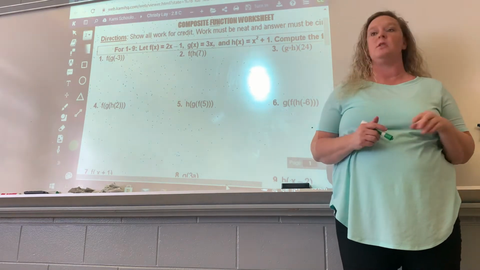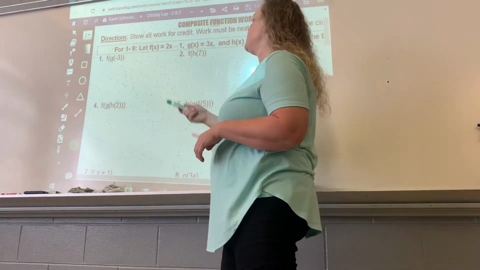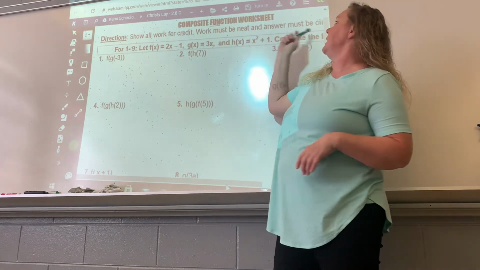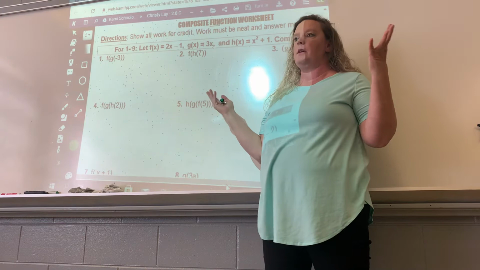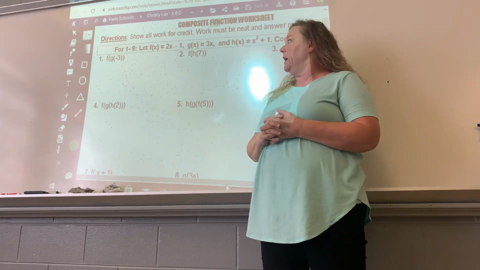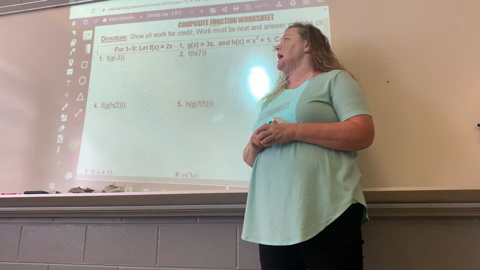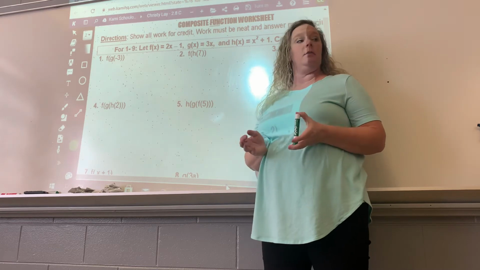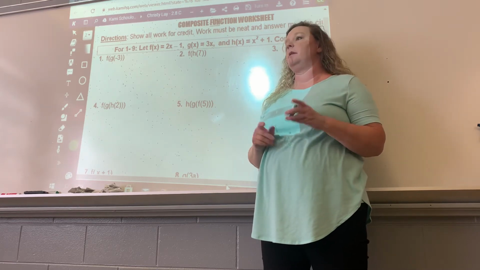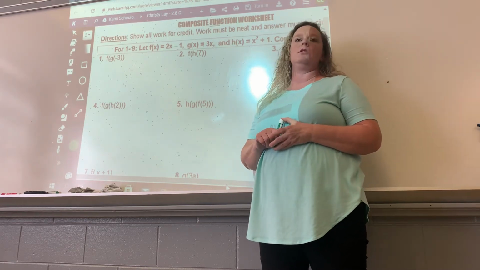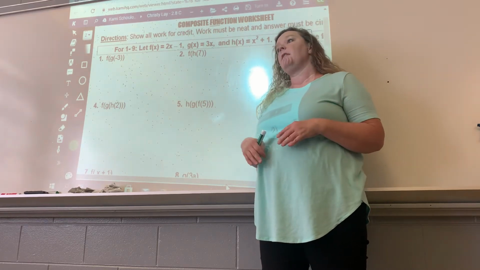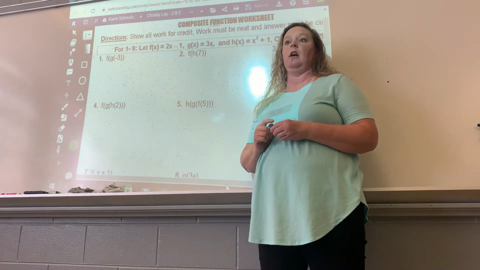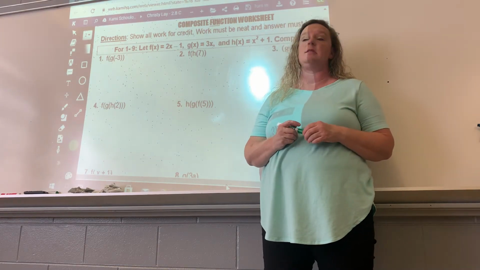So if you'll read up here at the top, it says, show all your work for credit, work must be neat, and answers must be circled. You don't have to circle your answers. Obviously, you're doing this on Kami. But I would like to see at least a little bit of the work, which I know will be kind of a pain to type in. If you could just do maybe a couple problems on each little section where you show your work, that way I can look at it when I go over it, and I'll know what I need to go over tomorrow in class, okay?